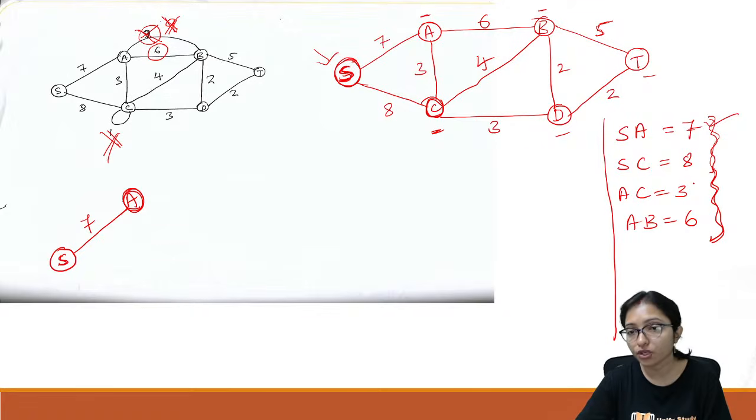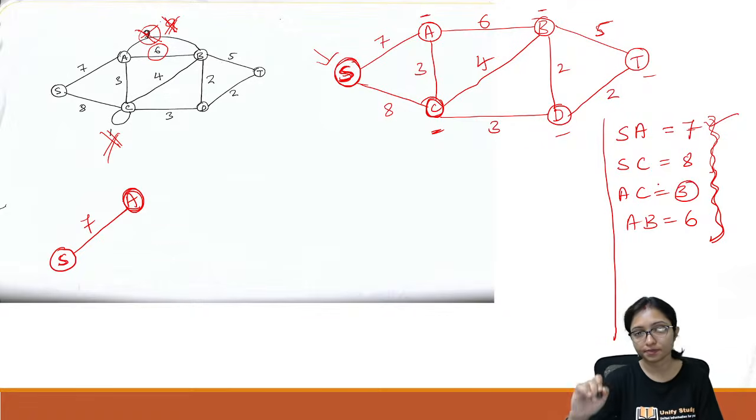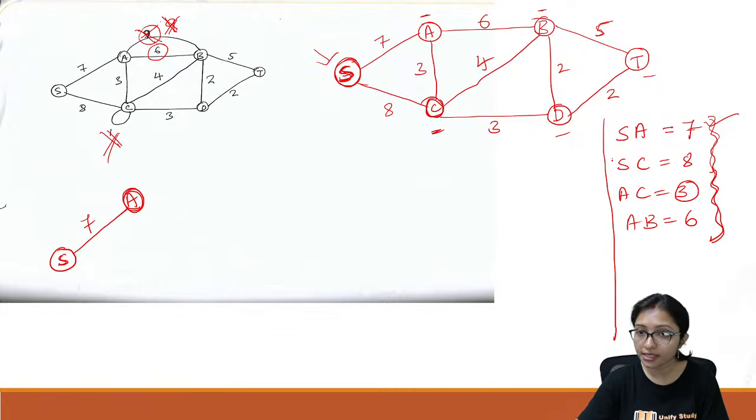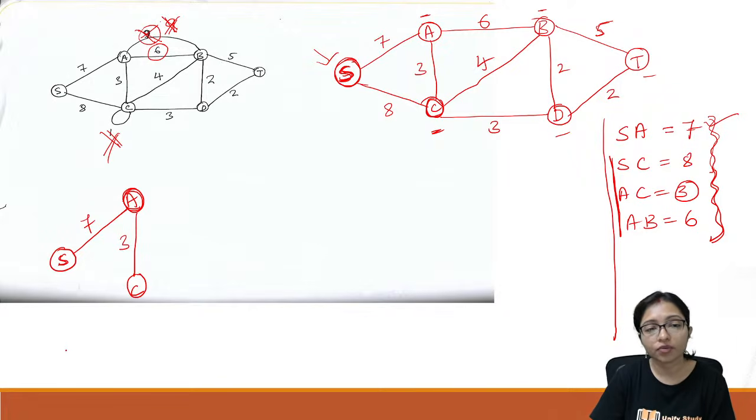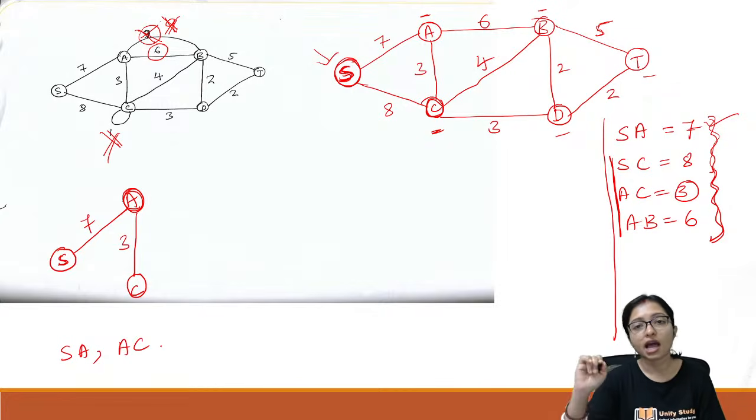Now out of them, which one is minimum? AC, AB, SC. SC you can also consider. Out of all this, which one is minimum? That is AC. That's why you will take AC. That is 3. So what is your sequence? SA, comma, AC.